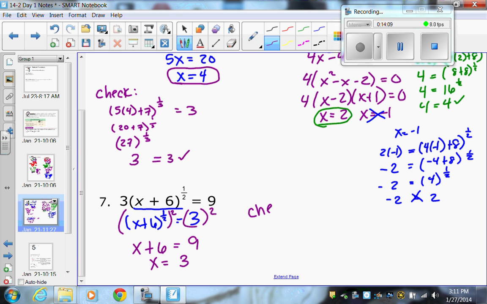And off to the side I'm going to check that. So that's 3 times 3 plus 6 raised to the 1/2. Does that equal 9? So 3 times 9 to the 1/2. Does that equal 9? 9 to the 1/2 is just 3. So 3 times 3, does that equal 9? Yes. So then our answer is x equals 3.